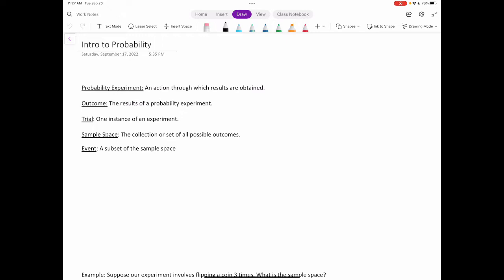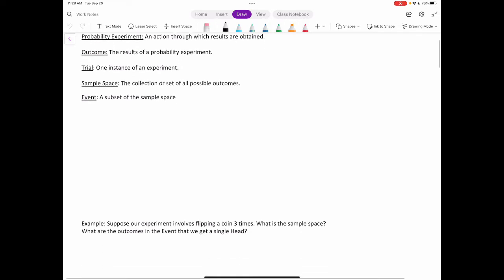So what's a sample space? A sample space is a collection of all your possible outcomes. And we're going to see these in examples in just a second. But a sample space is just a listing of what are all the possible ways or outcomes I can get from my experiment. And lastly, an event is a subset of your sample space. It's like you're saying, I only want certain things to happen in my sample space. So let's go through some examples here, and hopefully it'll clear up the definition of these probability terms.